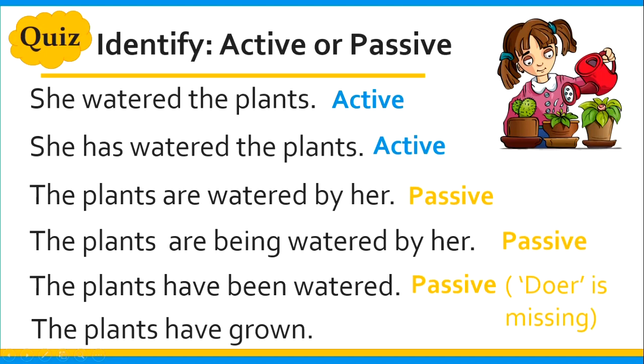The plants have grown. Read carefully. The plants have grown. Here, the subject is performing the action of growing. So we say it is active voice. So now you must have understood how to identify active and passive voice.